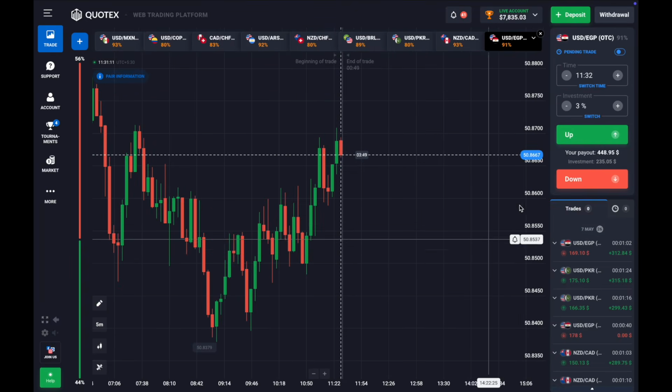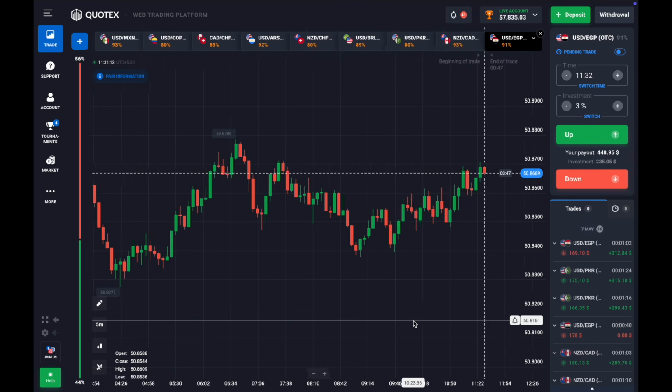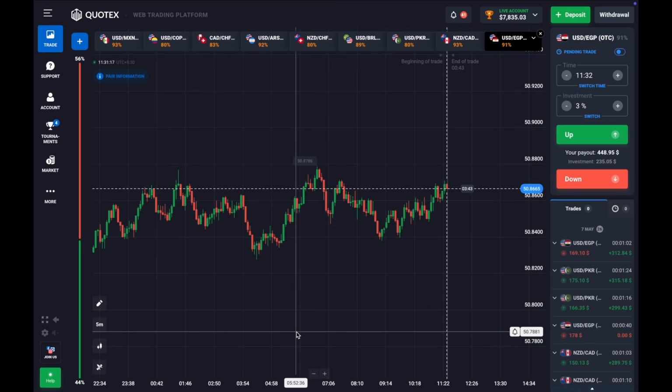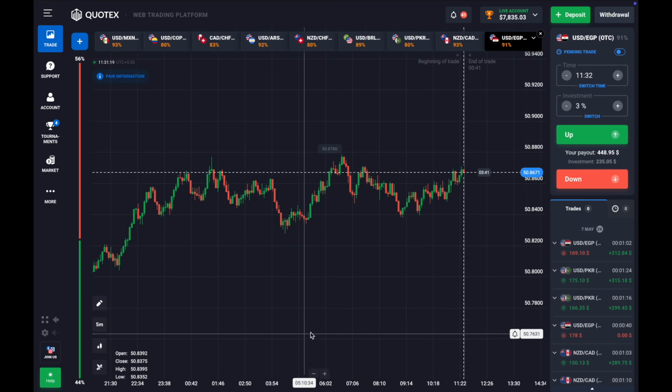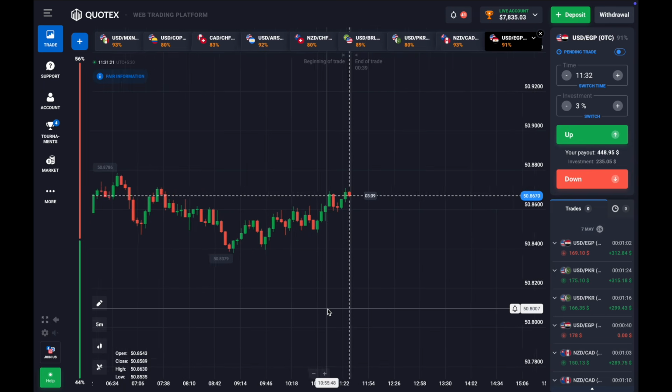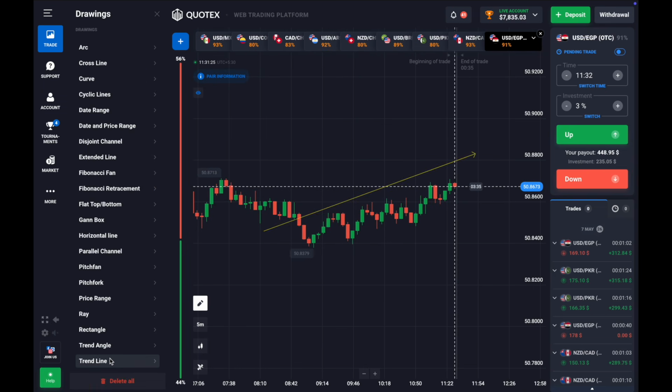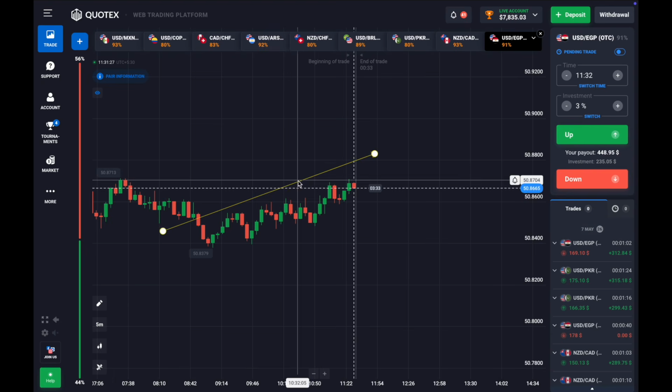So I have already chosen my currency pair, and the first thing we will be doing is switching our time frame to the 5-minute time frame to analyze the market, and we will mark up all the areas of confluence, meaning all the trend line support or resistance or horizontal support or resistance.